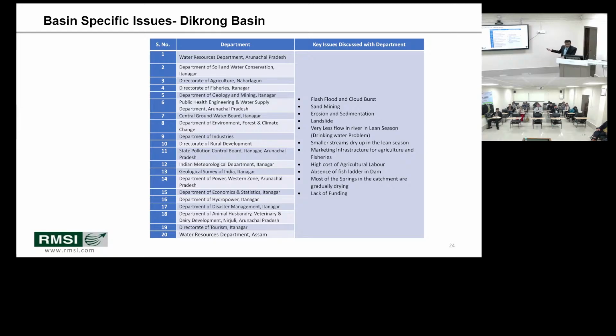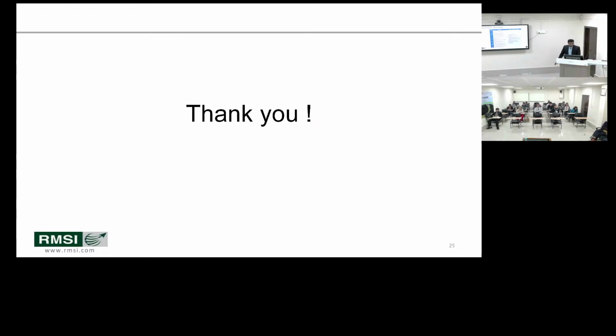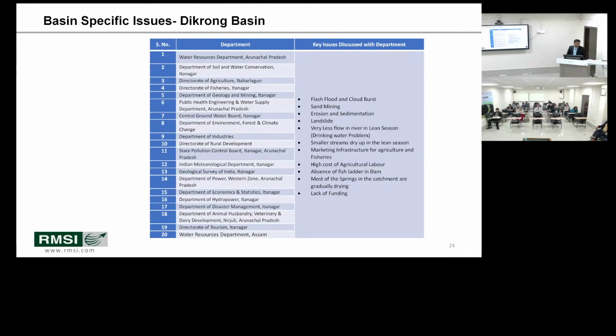And springs, we know only two to three springs are there in the Naharlagun area which are still perennial, though the discharge is very low. And then there is lack of funding for WRD, if they want to construct some embankment or flood protection wall. So these are the things which I have covered.